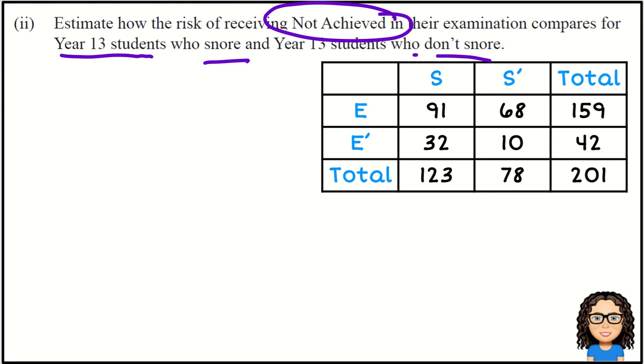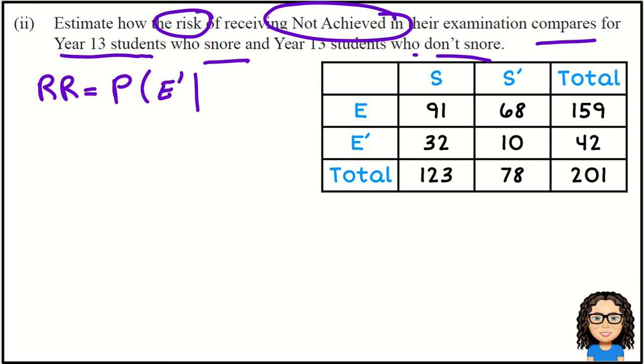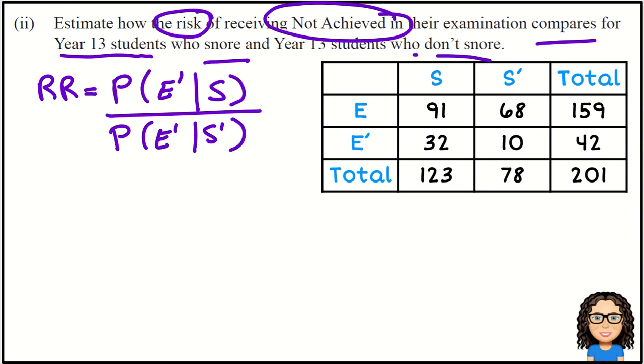As soon as it talks about comparing a risk, that is a clue that I want to do a relative risk calculation. So my relative risk in this situation, I want the probability of not achieving, so that's my E dash, given that somebody snores, compared with not achieving, given that somebody does not snore. These are the two conditional probabilities I want to find, and then I want to do it as a ratio to compare which one's bigger or smaller.